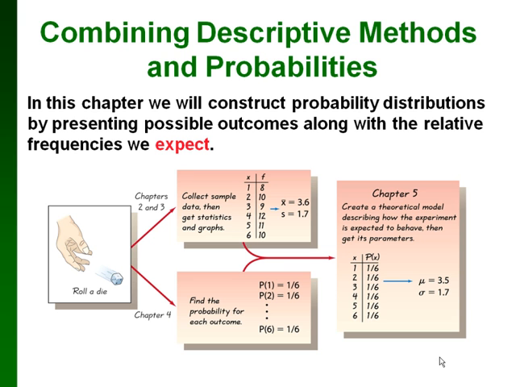Here's a little pictorial example of what we're talking about. If we have a simple procedure like rolling a die, we talked about doing this as an experiment and getting the frequencies. So in other words, collecting sample data, constructing a frequency distribution for the different outcomes of the die. We also talked in chapter 4 about finding the probability for each possible outcome, the theoretical probability. In this case, the probability for each outcome is 1/6. So now we're going to take those two things and combine them, and instead of a frequency distribution, we're going to have a probability distribution.